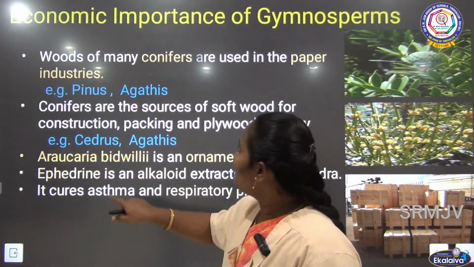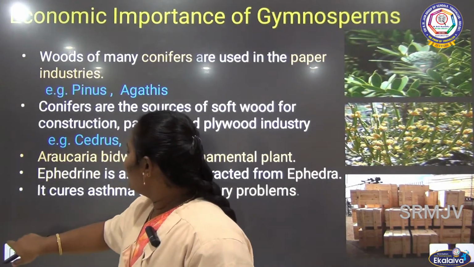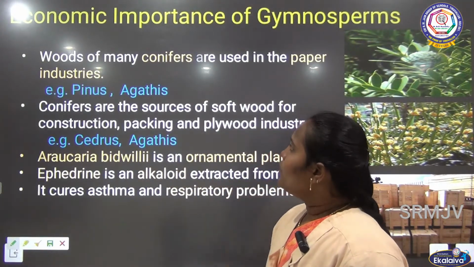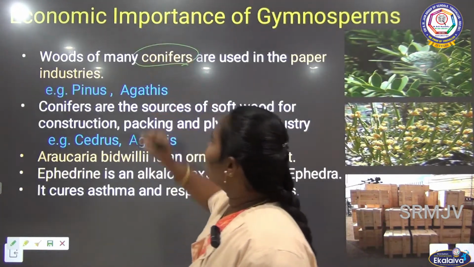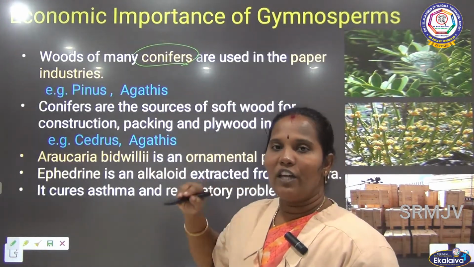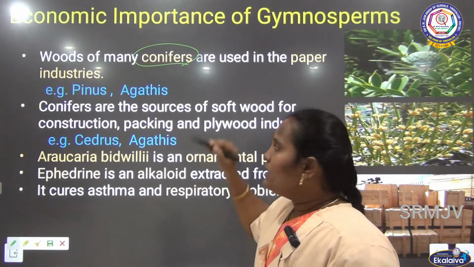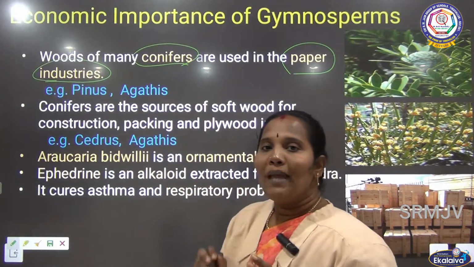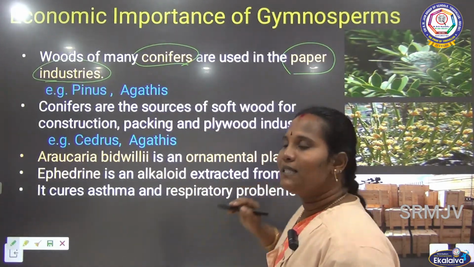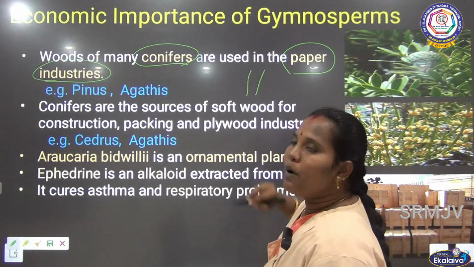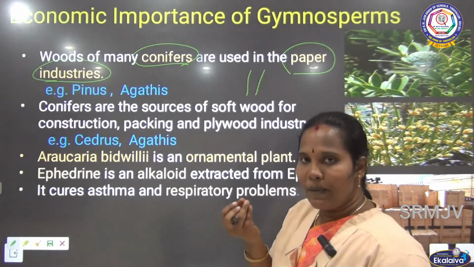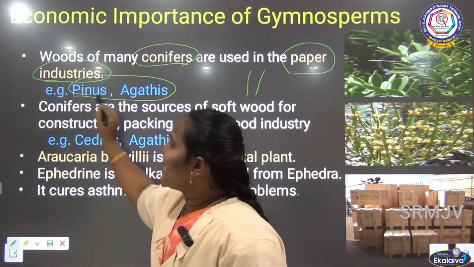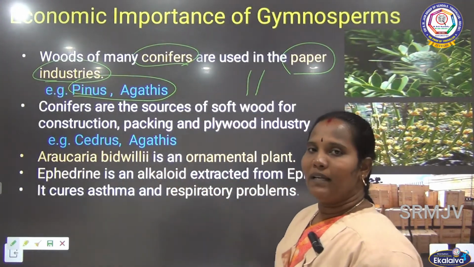Next, we have to see the economic importance of the gymnosperms. What are the economic importances we can see? The wood of many conifers. Conifers, we saw, is the third class. This is used in the paper industries. We know that paper is prepared from the pulp of the stem part of the plant. This paper pulp is used to prepare paper. For example, Pinus and Agathis. These two plants are used for preparing paper.